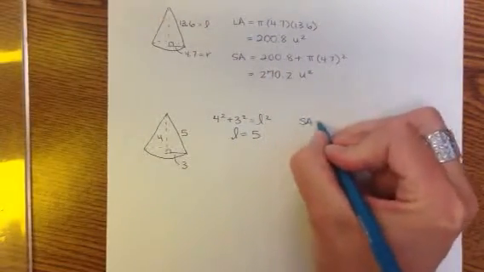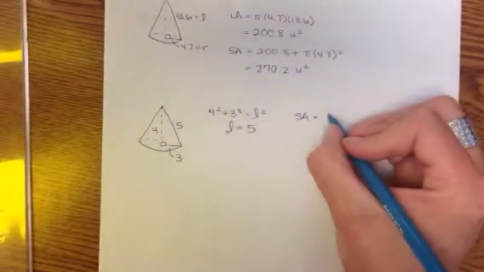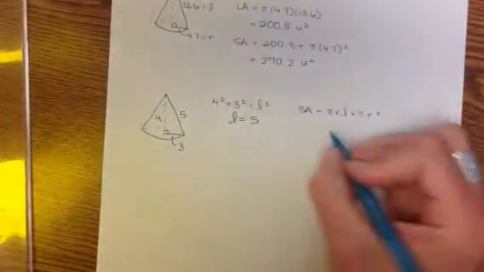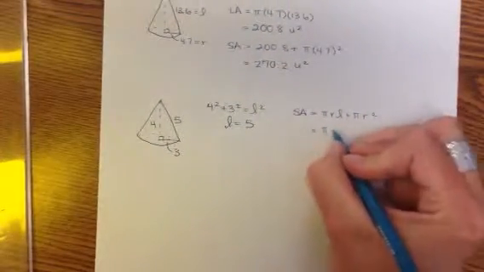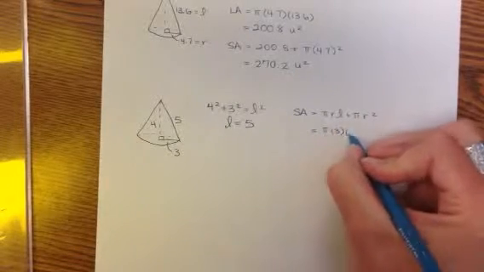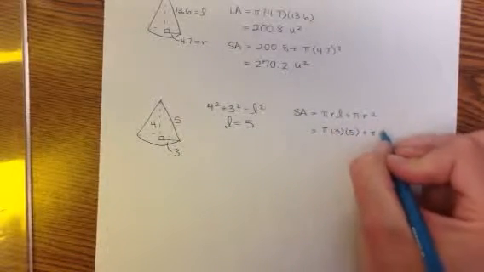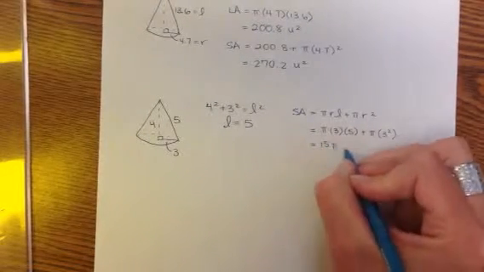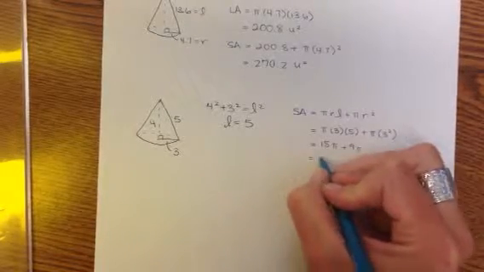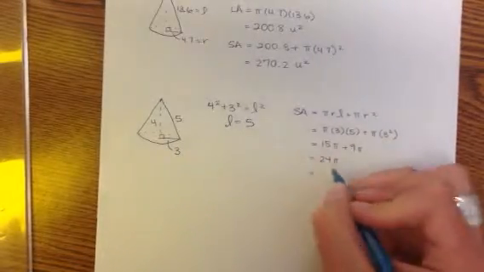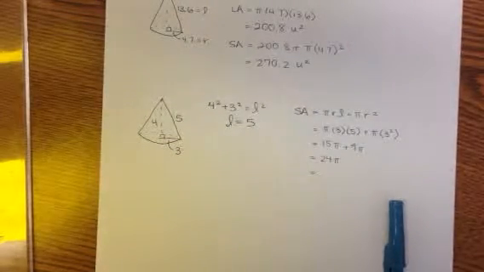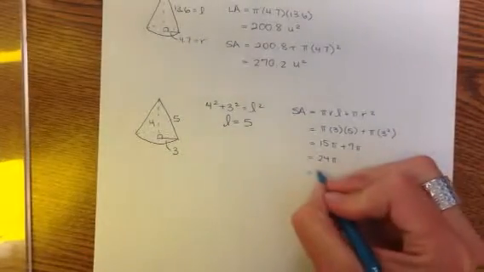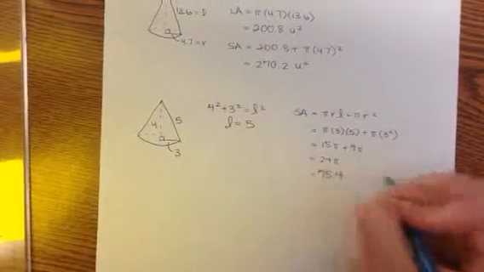I'm going to just find the surface area on this one. So for the surface area, I'm using pi r l plus pi r squared. That's equal to pi times 3 times my slant height of 5 plus pi times 3 squared. And you can see this is 15 pi plus 9 pi, which is 24 pi. And you can leave your answer that way or plug it into your calculator and get 75.4 units squared.